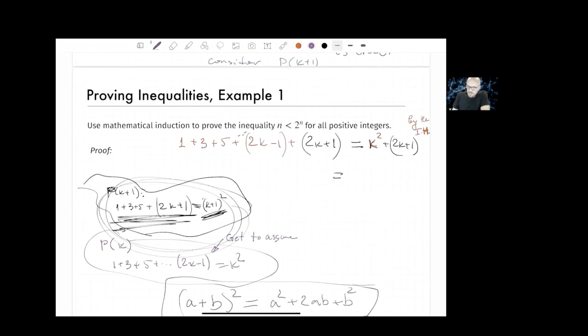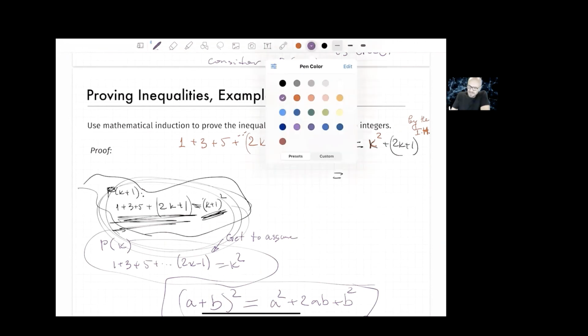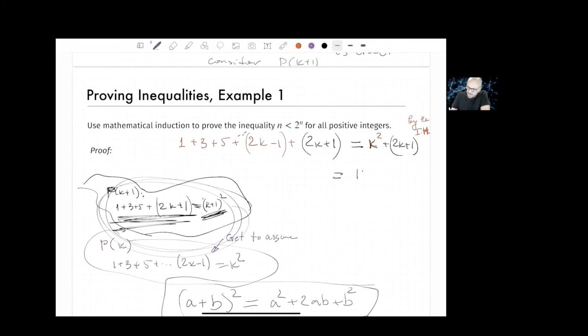So what does this stand for here then? Simply in place of a, I have this k. So do people agree that this is k plus 1 squared? Right? So now I'm done, and I'm done by algebra.